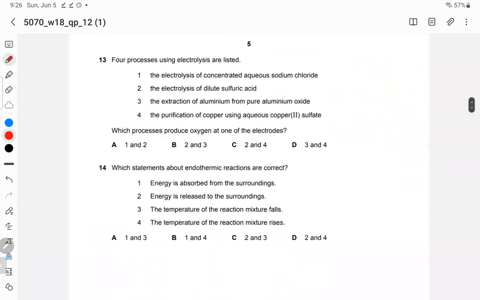Now question number 13. Four processes using electrolysis are listed. The electrolysis of concentrated aqueous sodium chloride, the electrolysis of dilute sulfuric acid, the extraction of aluminum from pure aluminum oxide, the purification of copper using copper 2 sulfate. Which process produces oxygen at the anode? When I use concentrated sodium chloride, chlorine is produced at the anode, so one goes wrong.